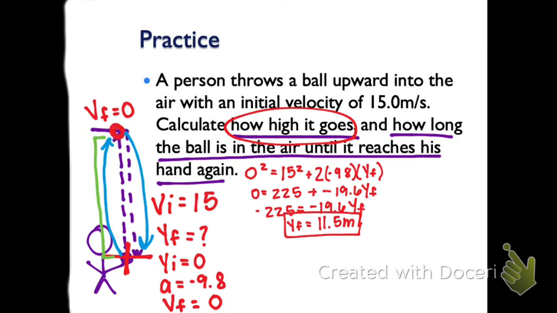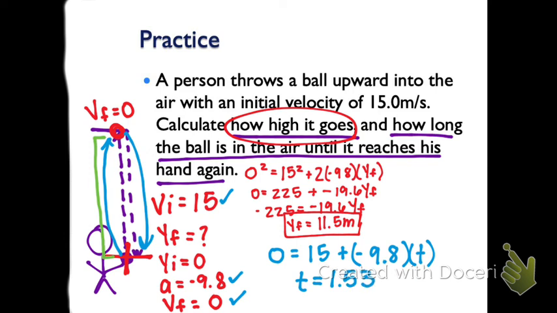So let's go ahead and do that. If I want to solve for time at its peak height, I can use this same information because at my peak height, my velocity final is 0. My acceleration is still negative 9.8 and my initial velocity is 15. So I can use that first equation, VF equals VI plus AT. And that gives me a time of 1.53 seconds.